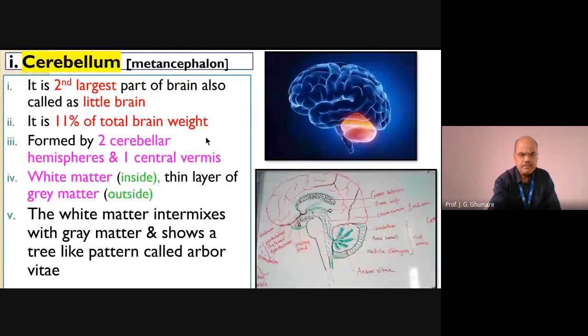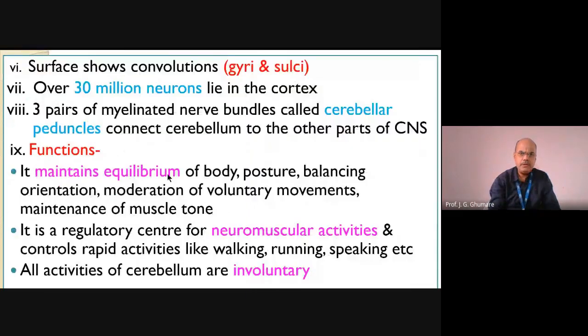Next, the functions we'll discuss. Number one, it maintains equilibrium of the body. Part of the function will be given to the cerebellum, part to some other part. It also maintains posture, balance of the body, orientation of the body, and moderates voluntary movements in the body, maybe this movement of hands, etc. Maintenance of muscle tone: whenever walking, we have perfect tone in the body. That is muscle tone. All this maintenance of equilibrium is the function of the cerebellum.